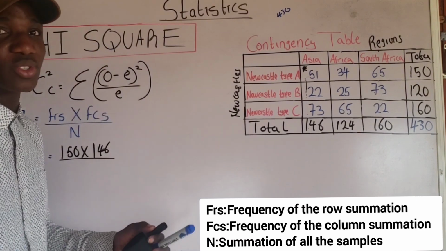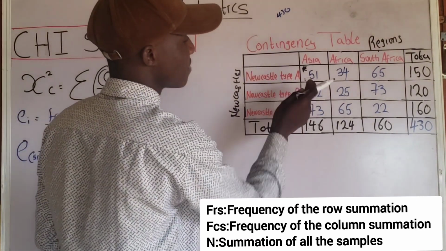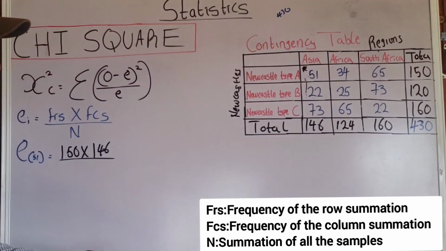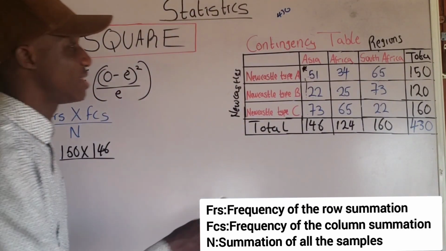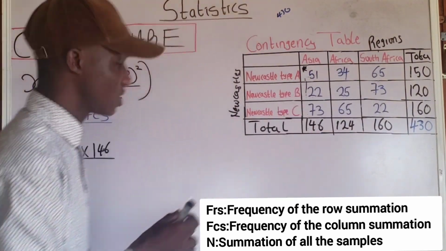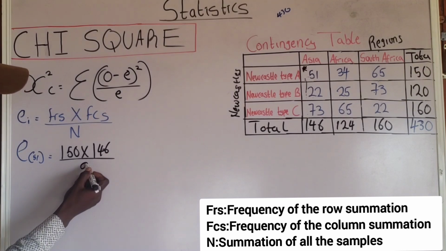N is the total numbers of sample. So we have 9 samples. 1, 2, 3, 1, 2, 3, 1, 2, 3. 3 times 3 is what? 9. Do you understand how I got the value of N? Just add this. 1, 2, 3, 4, 5, 6, 7, 8, 9. Okay? So here I'm going to have all over.